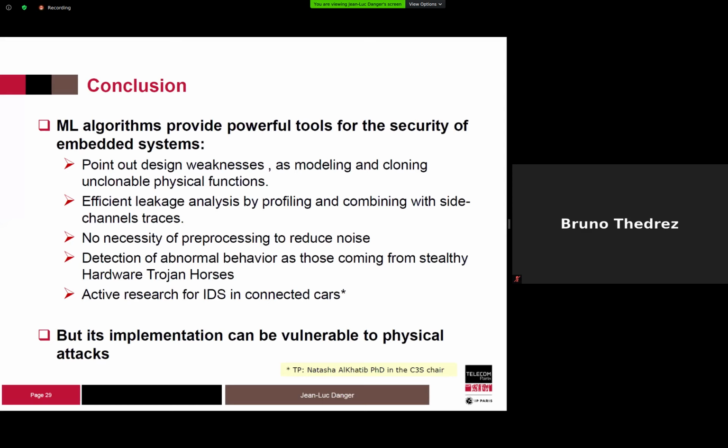It's also possible to detect abnormal behavior, such as that caused by hardware Trojan horse insertion in a circuit. It's a very active research area for IDS, specifically for autonomous cars. But unfortunately, we have to care about physical attacks concerning the implementation, and so we also have to devise protections to thwart physical attacks on machine learning implementations.